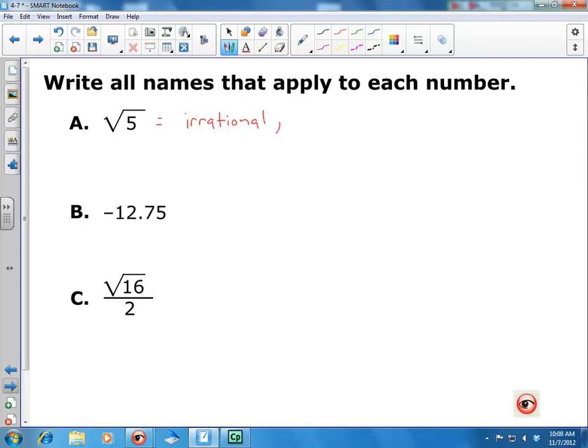Well, not necessarily. Like 49. Anyways, yes, that's the answer. That's what the paper's asking you for. This would be an irrational number, and it would also be a real number.